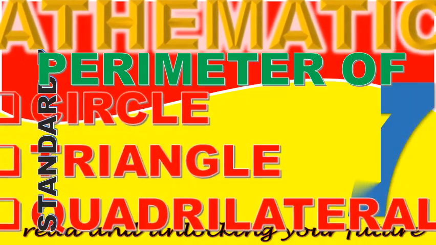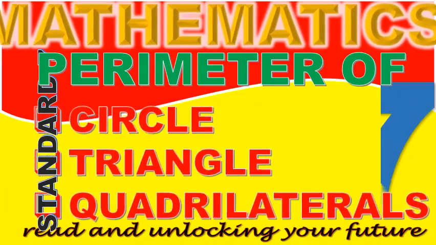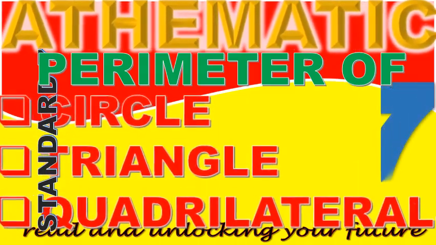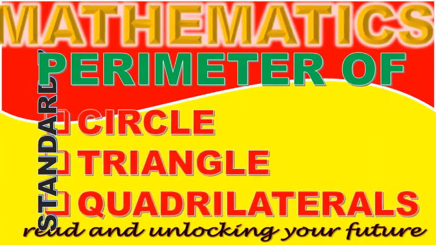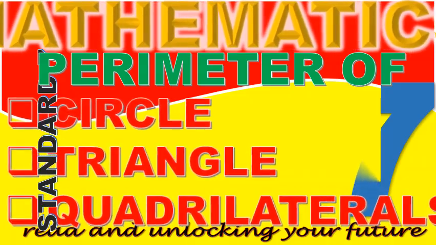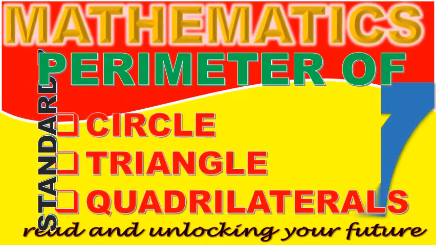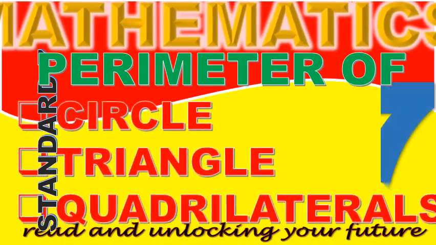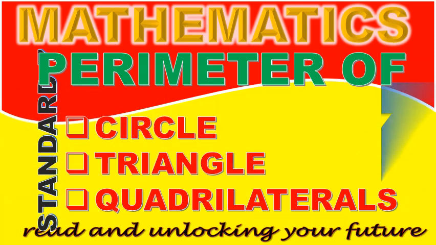Class, what is the perimeter of an equilateral triangle whose sides are 13 centimeters? Give your answer to the teacher. Kipto, what is the perimeter of an equilateral triangle of sides 13 centimeters? The perimeter of the triangle is 39 centimeters. That is correct, Kipto. Class, did you get 39 centimeters? Good. An equilateral triangle has all sides equal. The perimeter of the triangle is 13 centimeters plus 13 centimeters plus 13 centimeters, which is equal to 39 centimeters.